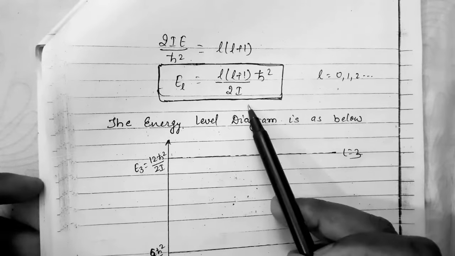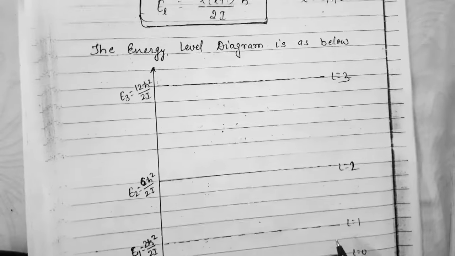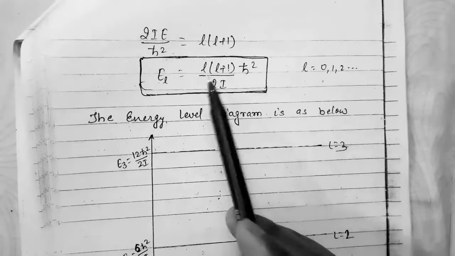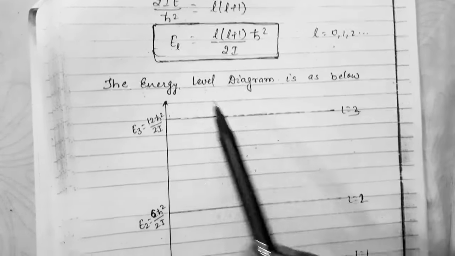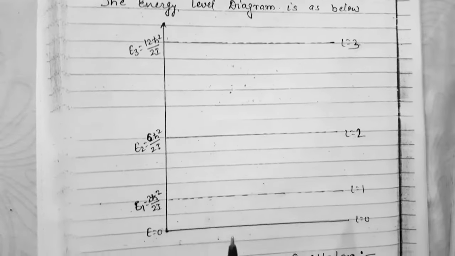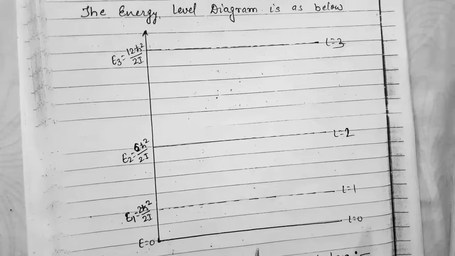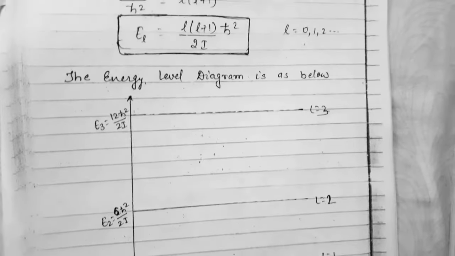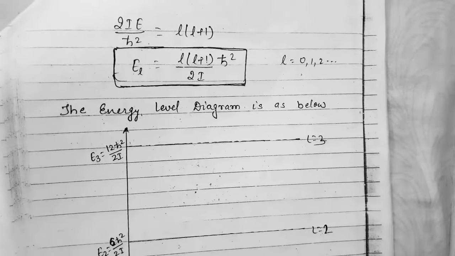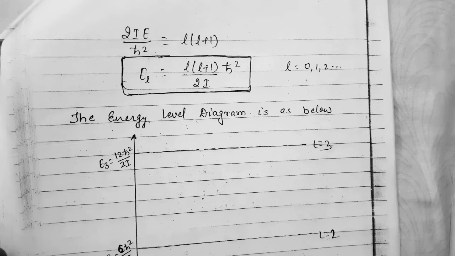This is the energy eigenvalue of the rigid rotator which we have discussed, and this is the energy level diagram, in which we put different values of L and get different values of energy. So this is the energy level diagram of the rigid rotator. For the examination this is very important, and the wave function has already been discussed and the notes have already been provided on Google Scholar, so you must follow them.